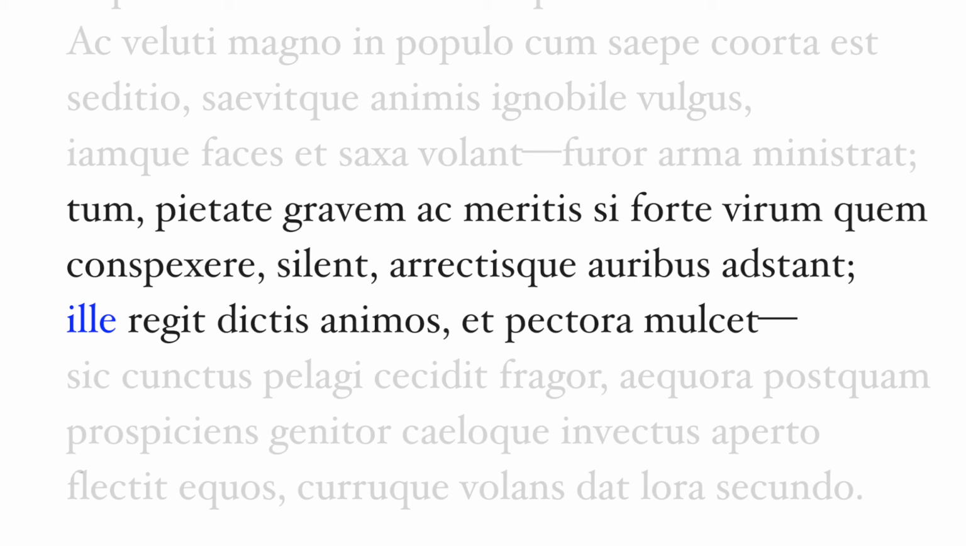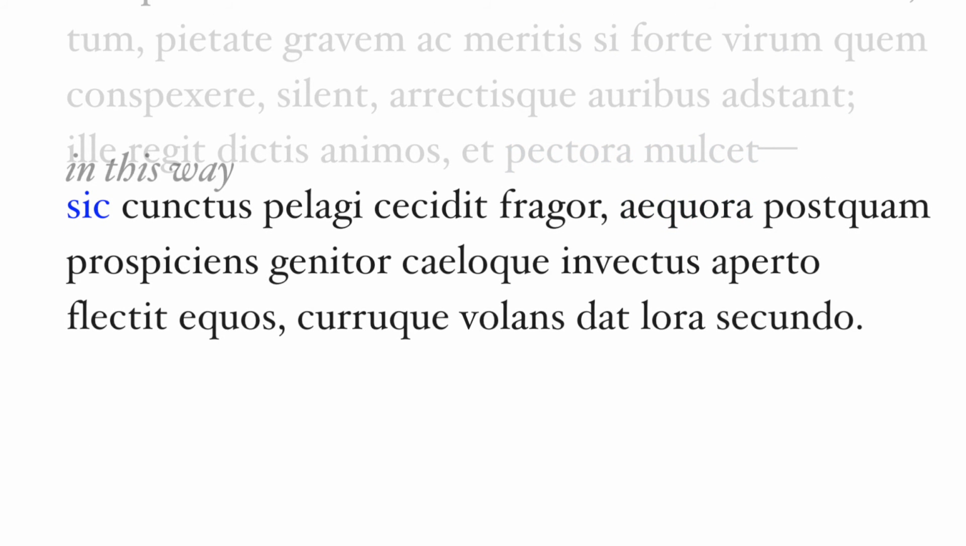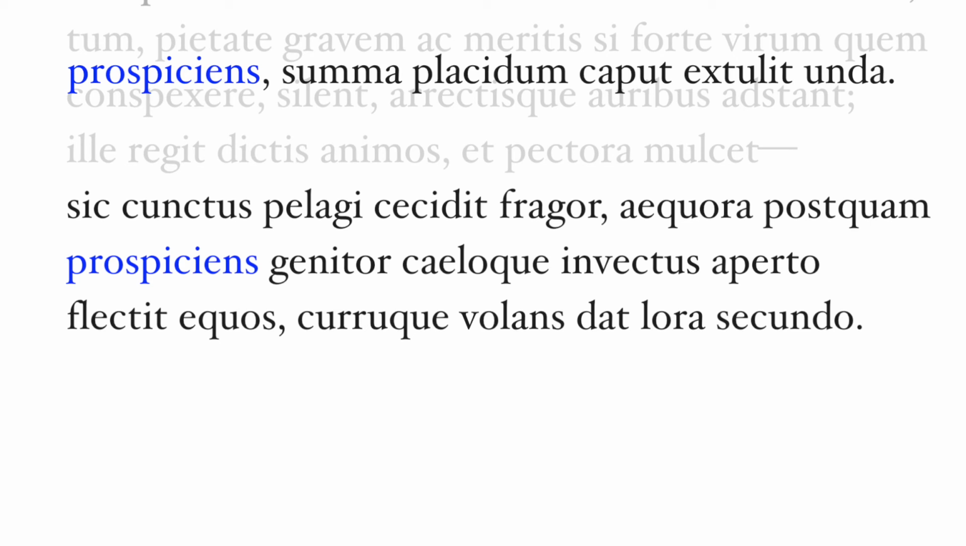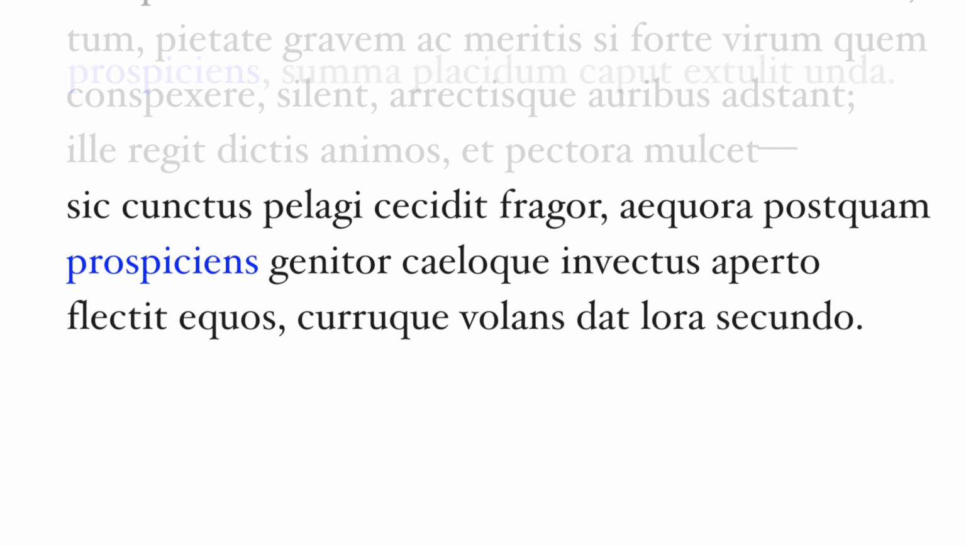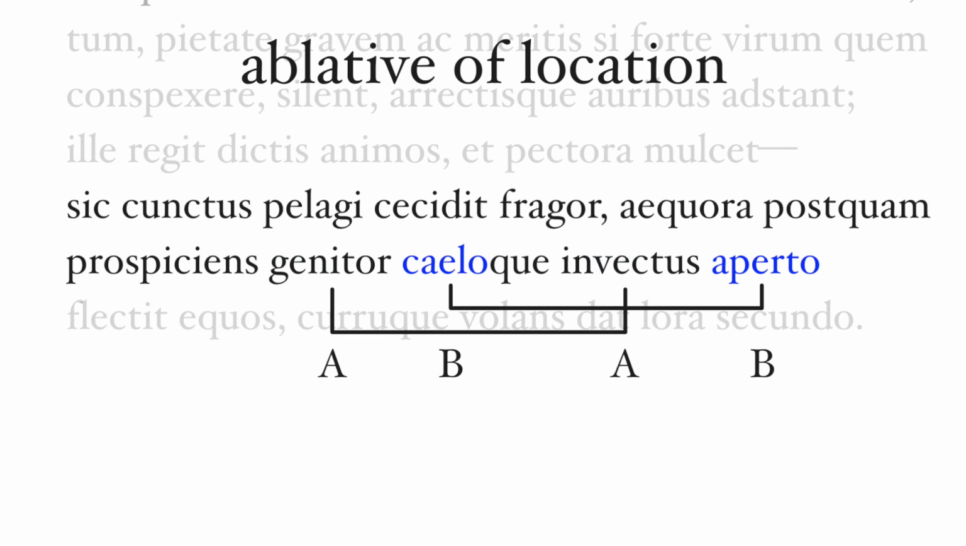The ille in line 153 is this man, and we learned that he's an orator from this phrase. Finally, pectora mulcet sounds like Neptune's own action in line 142, aequora placat, especially since we have the aequora in the same position in the next line. And the sic in 154, in this way, tells us that the simile is over. Cunctus modifies fragor. Prospiciens in line 155 recalls the same word, also describing Neptune here, the genitor, in line 127. And there's a bit of a synthesis with invectus modifying genitor and caelo with aperto, an ablative of location.